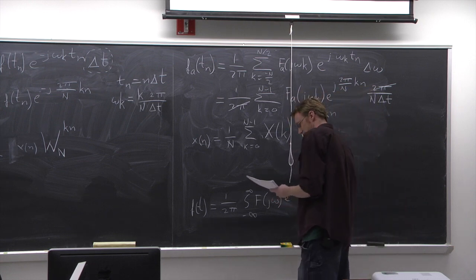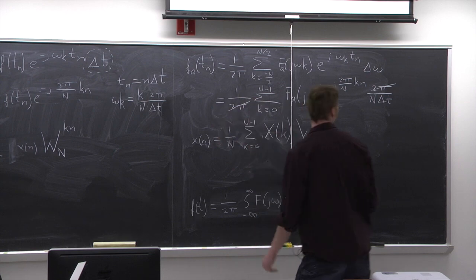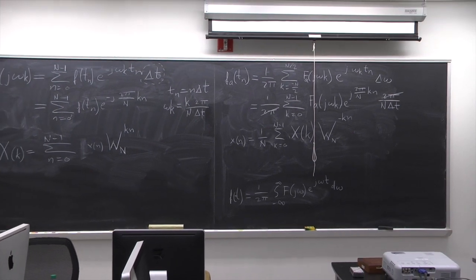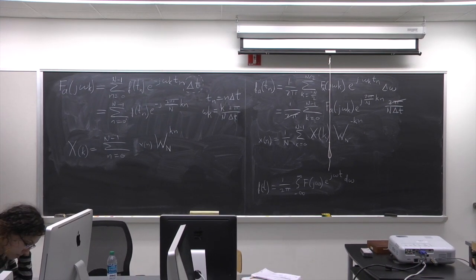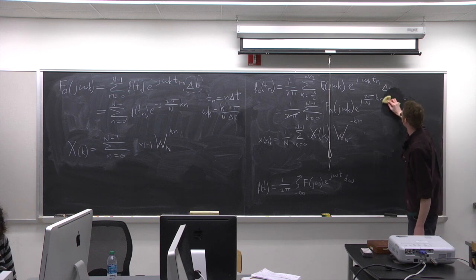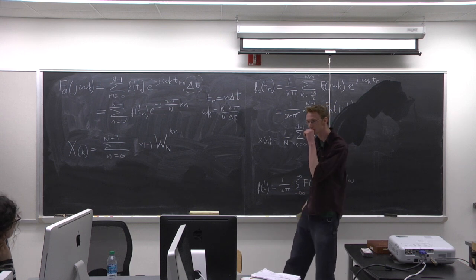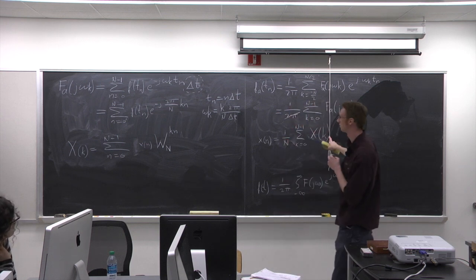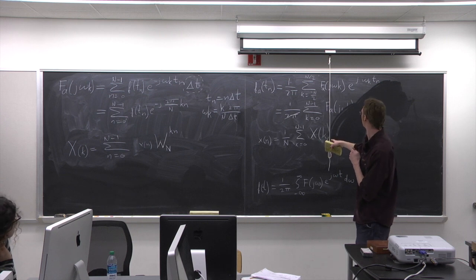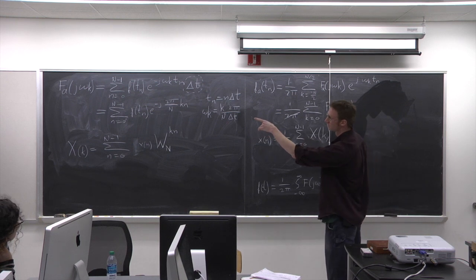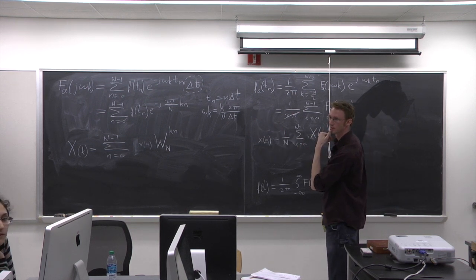All right. Any questions at this point? Now, next up is an algorithm for, yeah. Sorry, I missed something. Where did X and K come from? This one? Yeah. So x of k is alternative notation for capital F of j omega k. Okay.